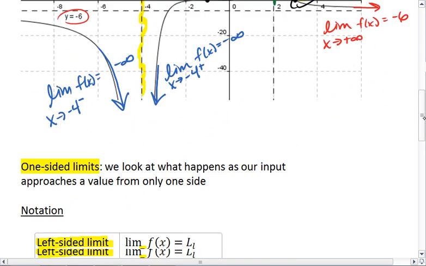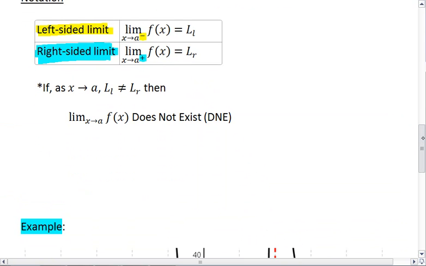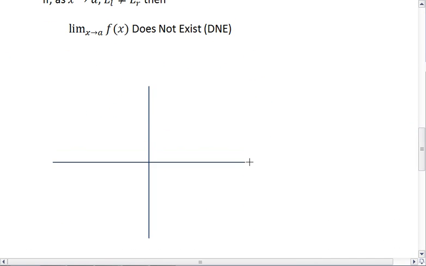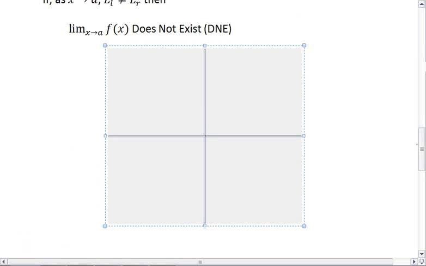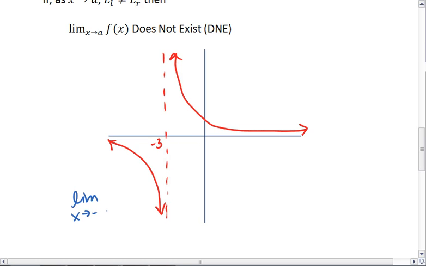If you were to get something a little bit different, for example, if we had a graph that looks like this. Here's our Cartesian plane, and we're going to put a vertical asymptote at negative 3, but we're going to go down on one side and up on the other. We see that from the left, the limit as x approaches negative 3 from the left is negative infinity. So as we trace our graph on the left-hand side, our outputs are going down to negative infinity.